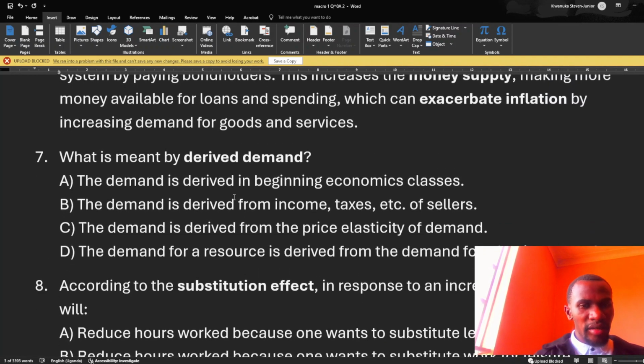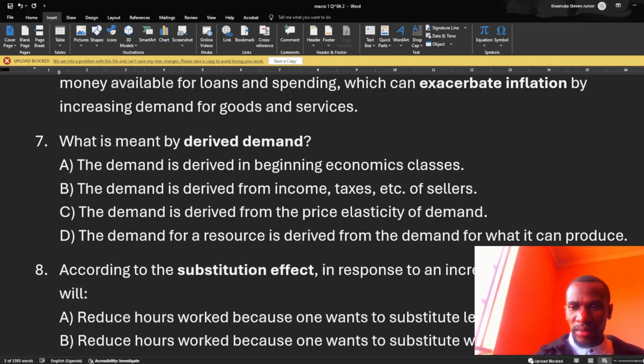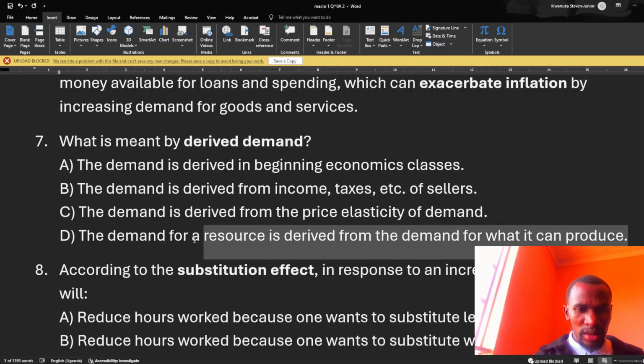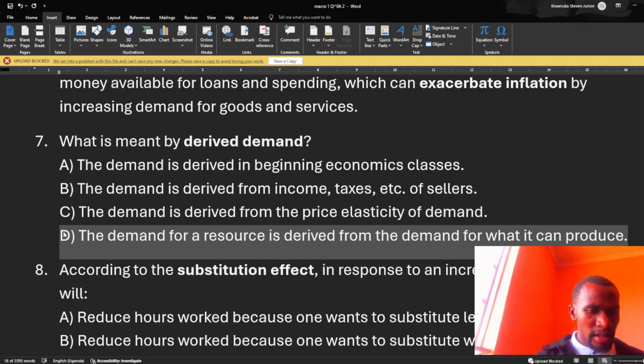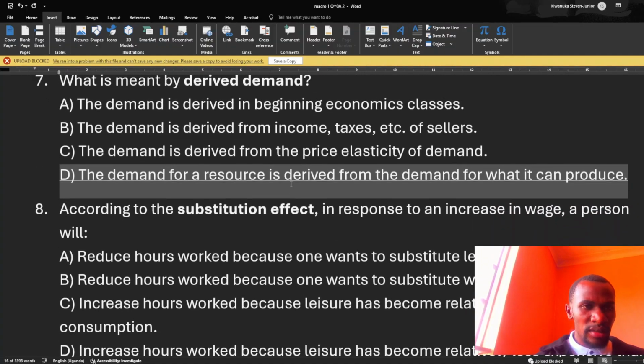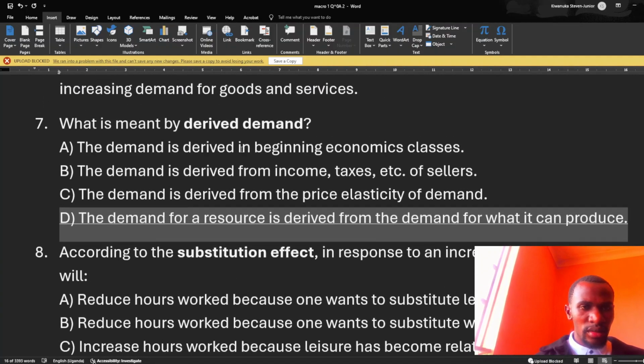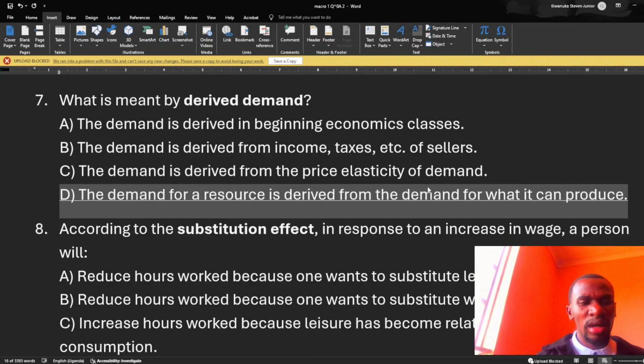What is meant by derived demand? We see that derived demand is demand for a resource derived from what it can be used to produce. And our answer is D. That is derived demand. It is not demand from the beginning. It is not any of those demands, the demand derived from income taxes, or demand derived from the price system. So derived demand, you demand for something because of what it helps to produce.